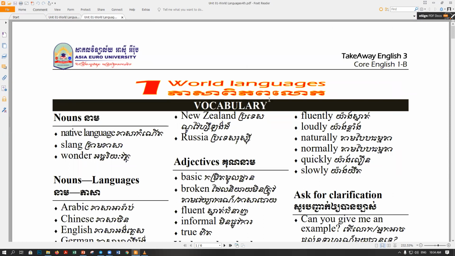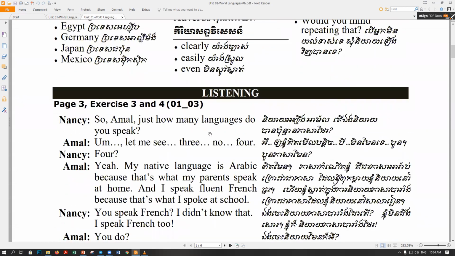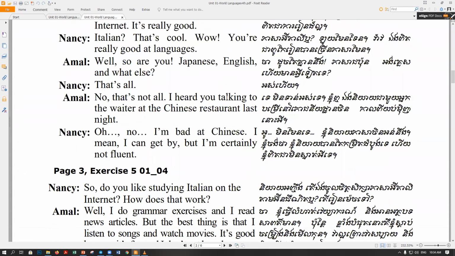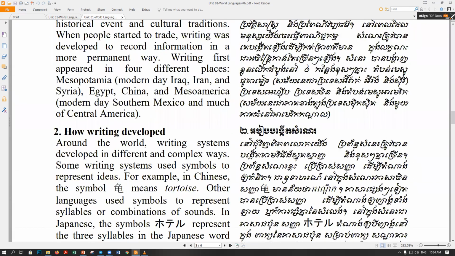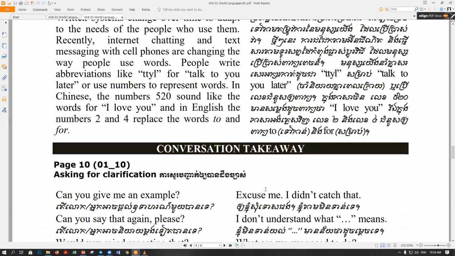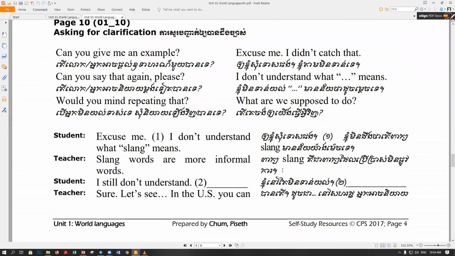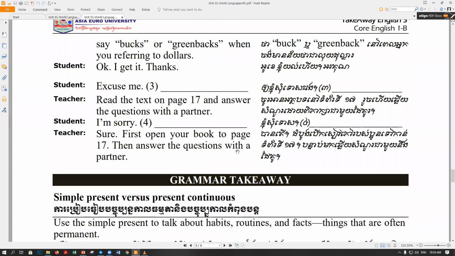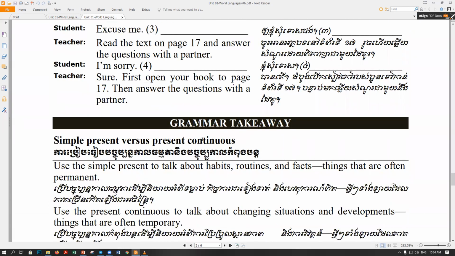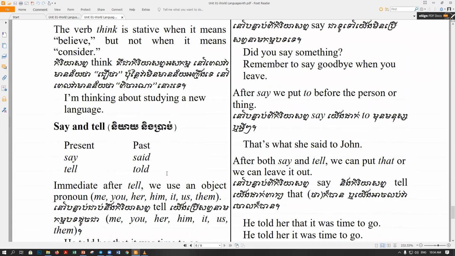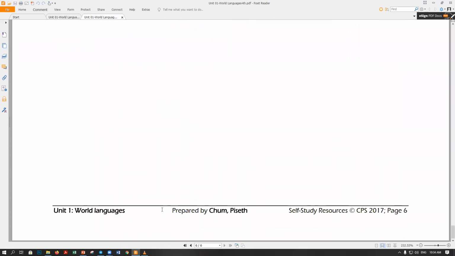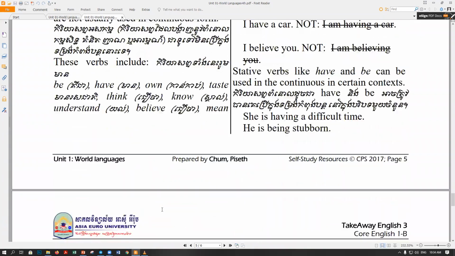Okay, world languages, ភាសាពិភពលោក. In this document, I provide you the vocabulary translation, the listening translation, reading with translation, and conversation with translation and some exercises. And at last, I provide you a grammar document that I will instruct by nearly the end of this clip, part one clip.